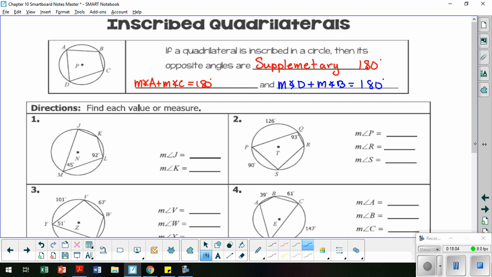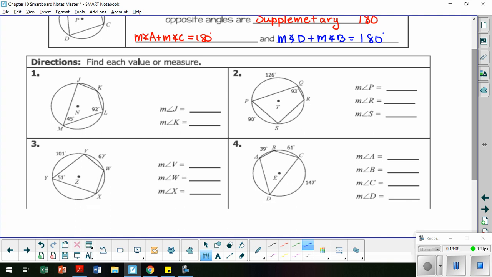So let's look at 1. We'll just start off with 1. It's a quadrilateral. It's a 4-sided figure inside of the circle. L and J are across from each other, so L and J are going to be supplementary. These two are going to be supplementary, and then these two are going to be supplementary.